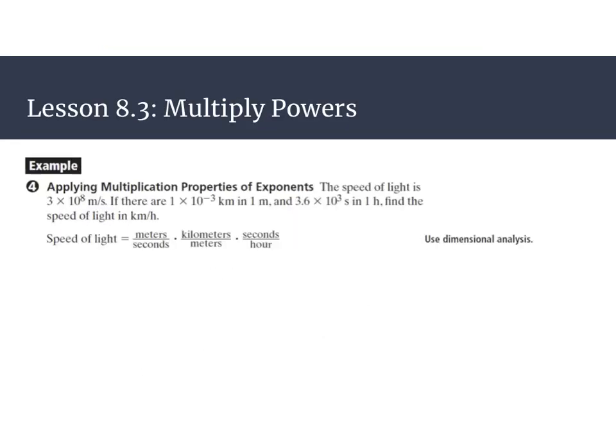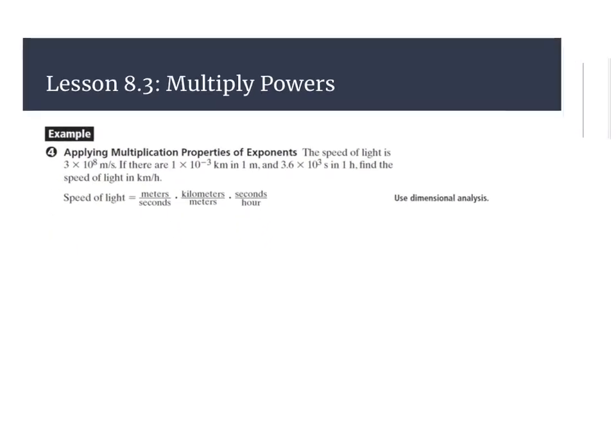And our final example here is an example of what we call the factor label method too. So you might have heard us talk about that in class a little bit. This is where we're converting things, and sometimes you'll see it called dimensional analysis. So the speed of light is 3 times 10 to the 8th power. And notice how our units are meters per second, okay? And we want to then find the speed of light in kilometers per hour.